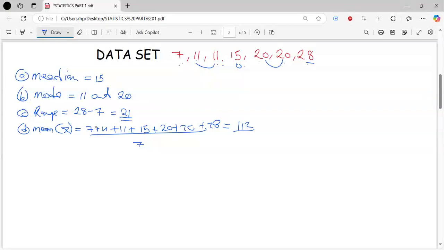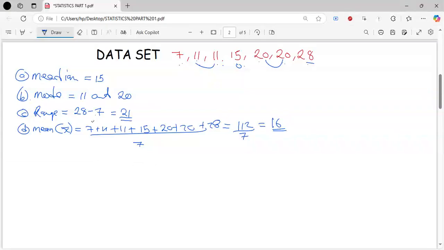Am I correct? 7 plus 11 is 18, 18 plus 11 is 29, 29 plus 15 is 44 and so on. Yes, it's correct, 112. Then divide by 7, and the answer is 16. So that's the mean of those values. Hope that is clear.